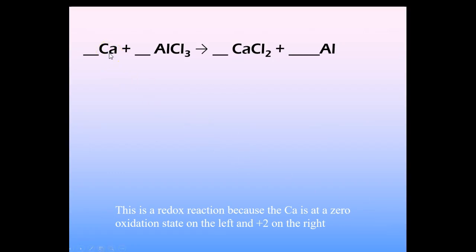All elements have an oxidation number of 0. So the calcium on the left and the aluminum on the right have an oxidation number of 0. But here, since chloride is -1, the aluminum is +3, and here the calcium then must be +2 to balance off the 2 chlorides. So this is an oxidation reduction.